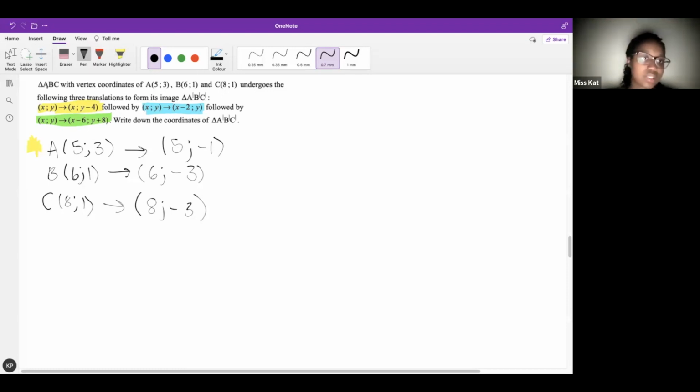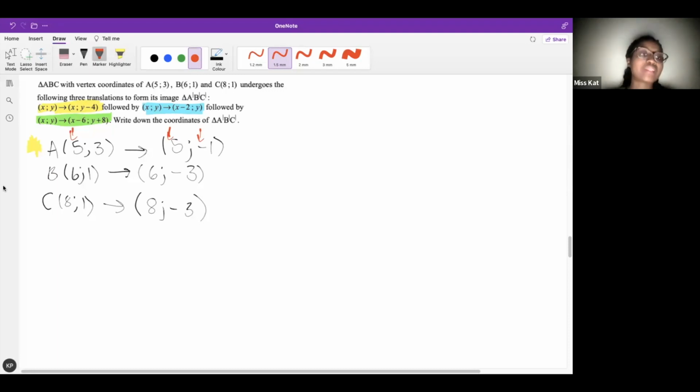So the yellow one said, take your original X and Y. First of all, it says keep the X. Can you see X didn't change? X and X, they're the same. Yes, ma'am. That's why 5 is still 5 over here. Look here. 5 and 5, it didn't change. You're with me? Yes, ma'am. And then it says, take your Y and minus 4. So we took the Y, which is 3. What's 3 minus 4? Negative 1. Which is where this negative 1 comes from. Okay, I understand now.